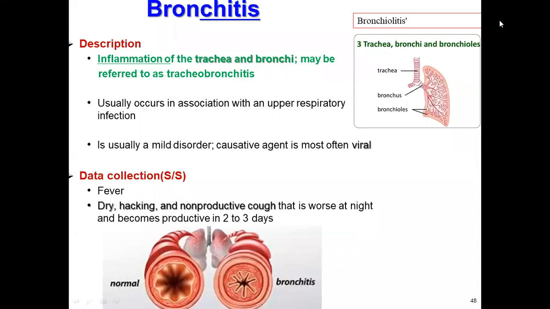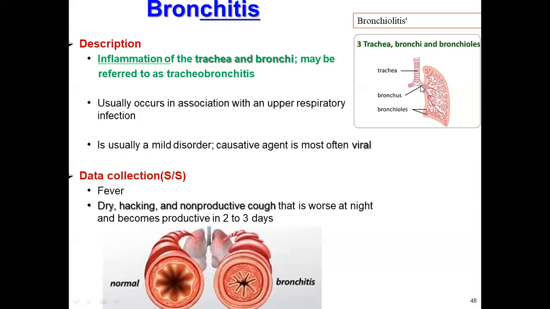So here I'm going to discuss pneumonia, bronchitis, and bronchiolitis. Bronchitis is the inflammation of the trachea and bronchi. It may be referred to as tracheobronchitis. In this picture, we can see the respiratory tract, the trachea, then bifurcated, one for left, one for right.